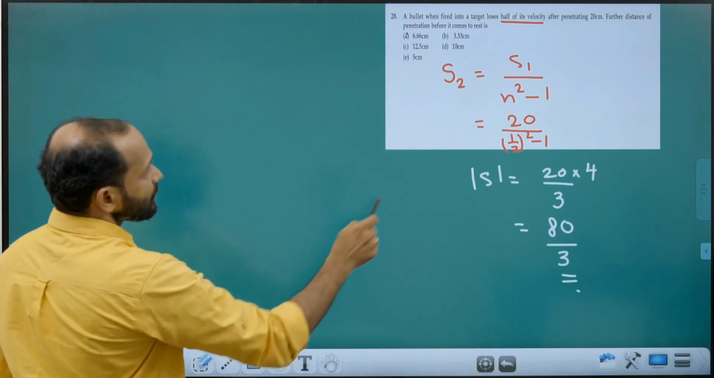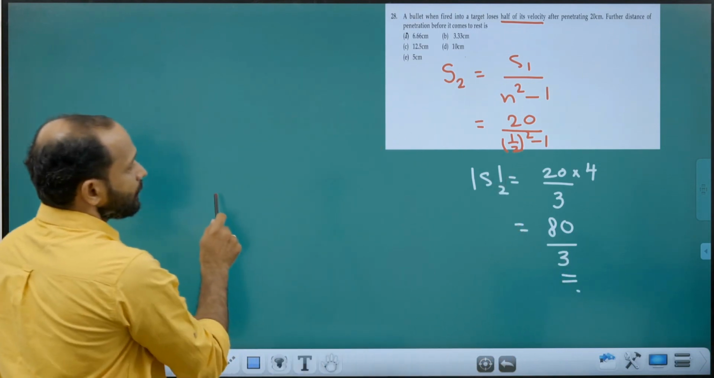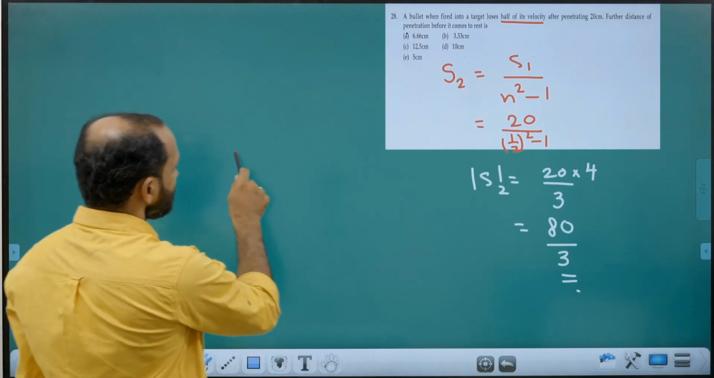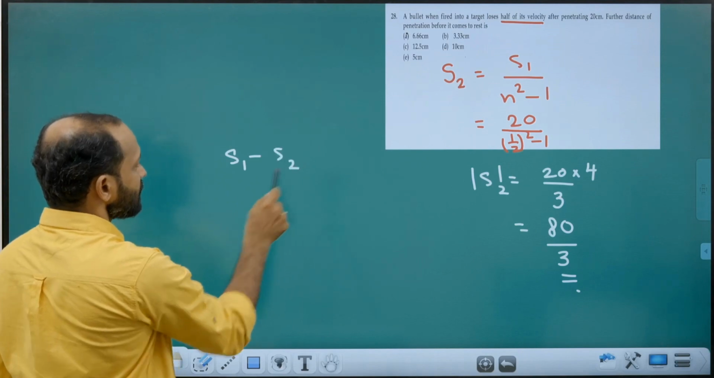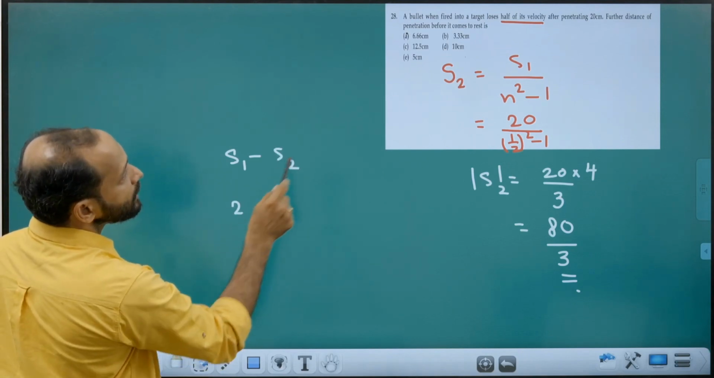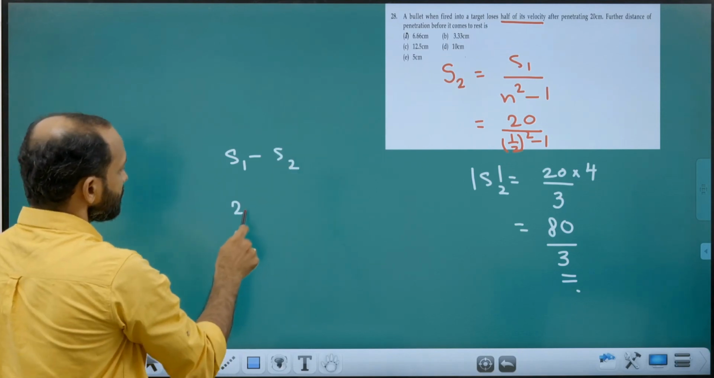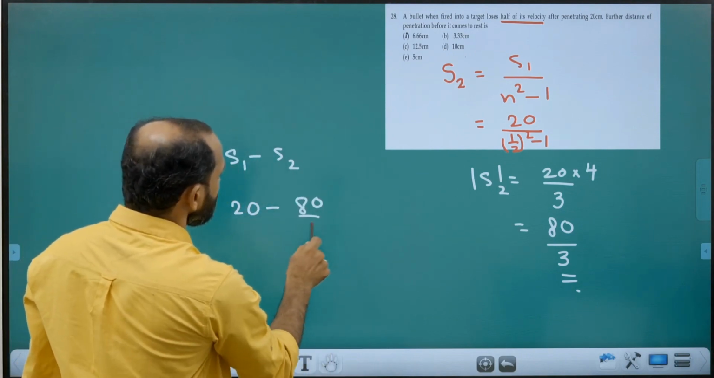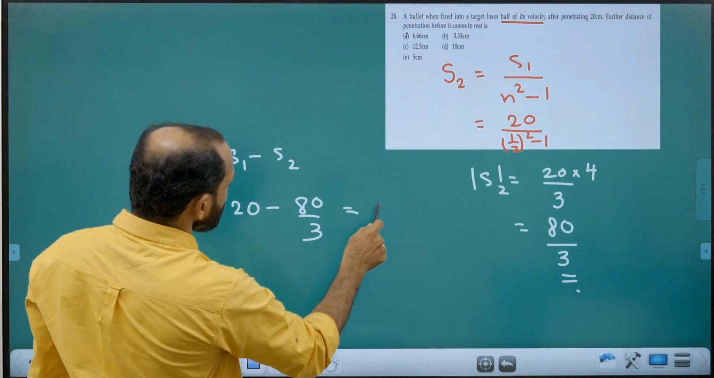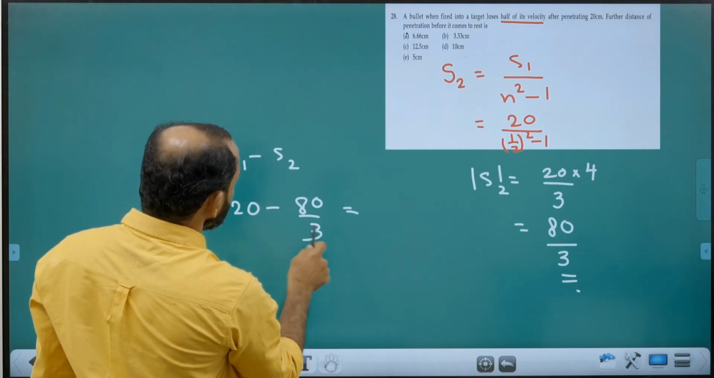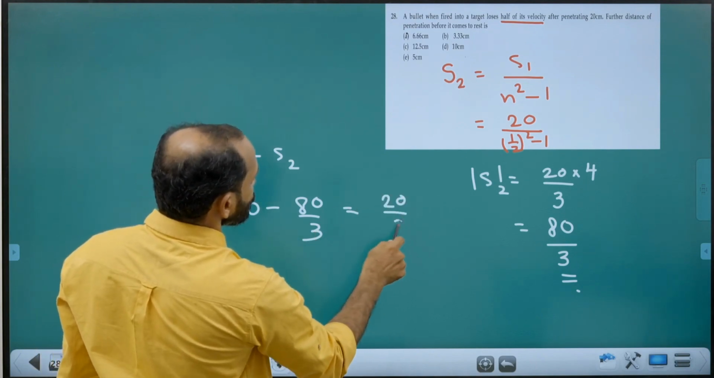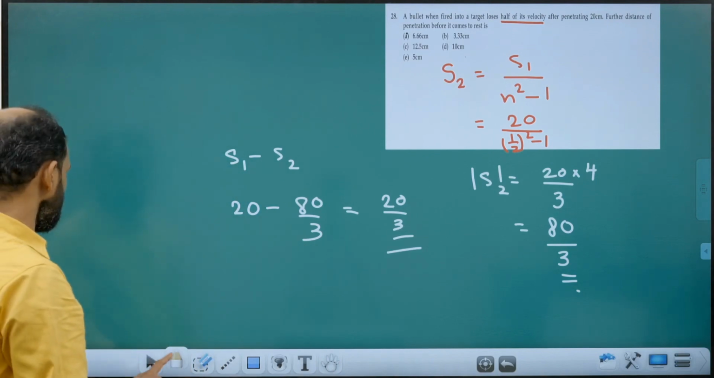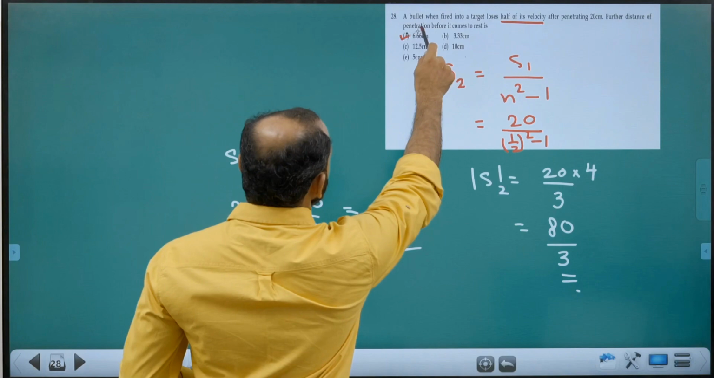Okay, that is S2. Now we have to know what further distance it moves before coming to rest. That is S1 minus S2. S1 is given as 20 centimeter, minus S2, which is given as 80/3. That is equal to 60 minus 80, that is 20/3. So the answer is 20/3. 20/3 is very close to 6.66. So the answer is option A.